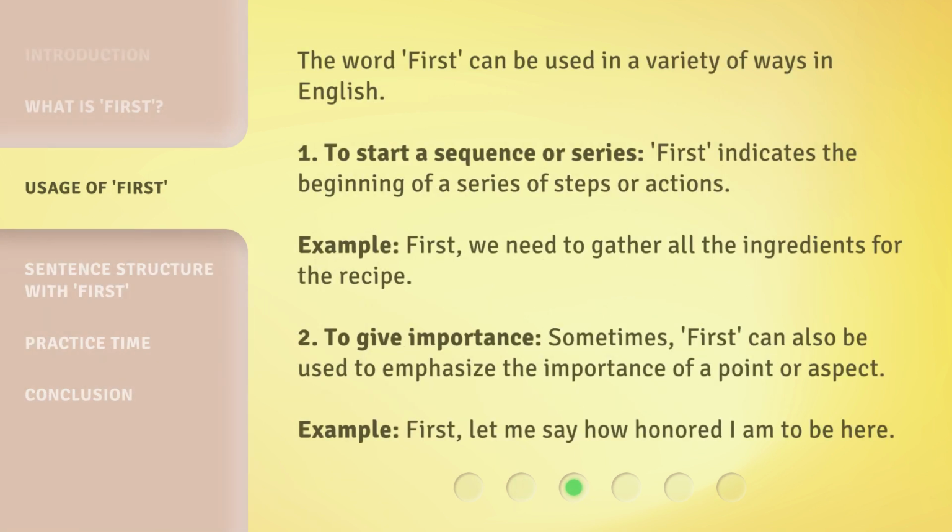The word first can be used in a variety of ways in English. 1. To start a sequence or series, first indicates the beginning of a series of steps or actions. Example: first, we need to gather all the ingredients for the recipe. 2. To give importance, sometimes, first, can also be used to emphasize the importance of a point or aspect. Example: first, let me say how honored I am to be here.